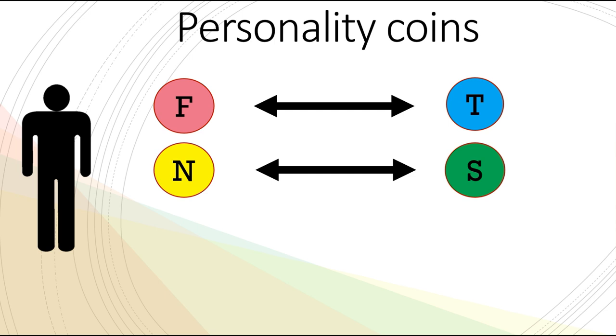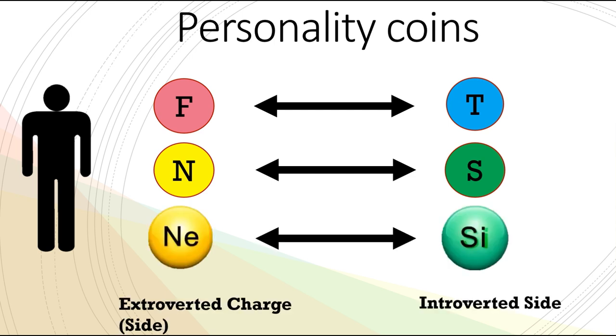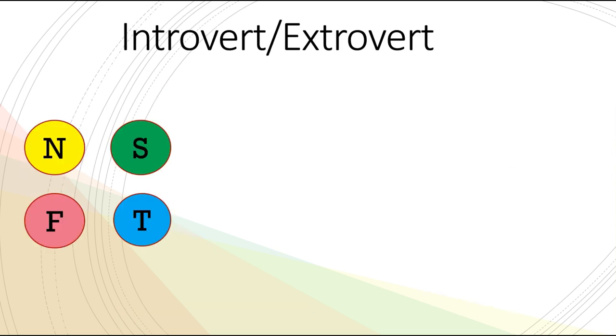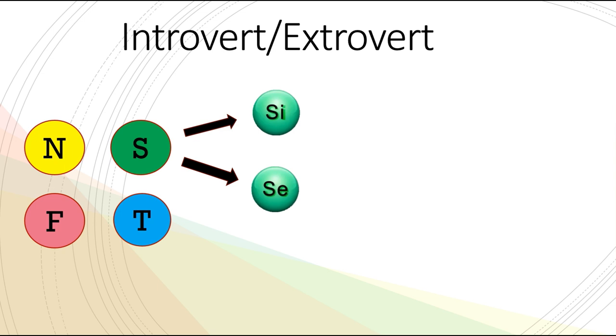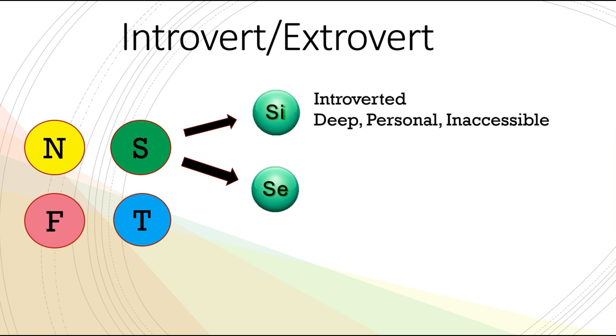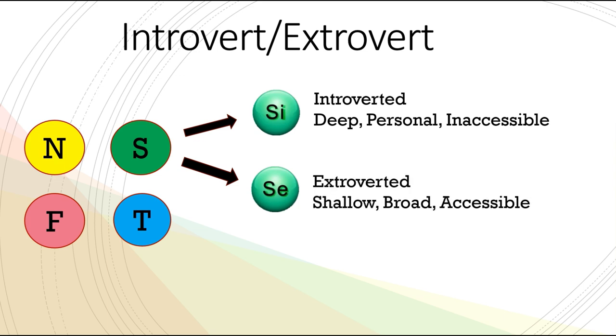In addition to that, we're going to be talking about introversion and extroversion, where if one side is extroverted, the other side is introverted. We're going to be drawing this using the function and then a little letter which is going to say the charge. So Si is introverted sensing, Se is extroverted sensing. And introverted functions are deeper, they're more personal, and they're not as accessible to other people. While the extroverted functions are more shallow, they're broader, and they're more accessible to other people.